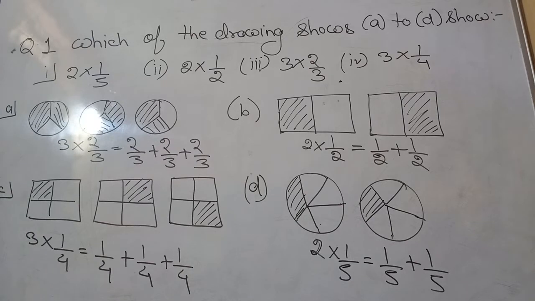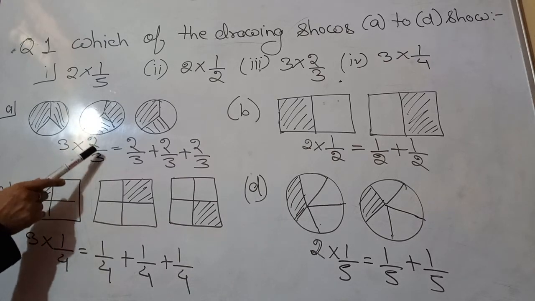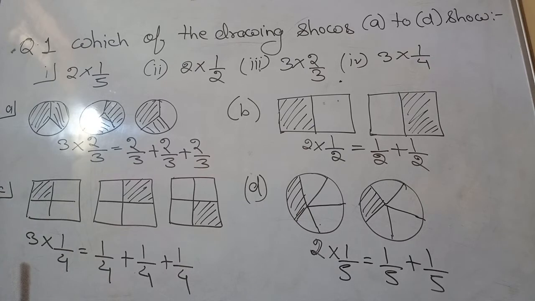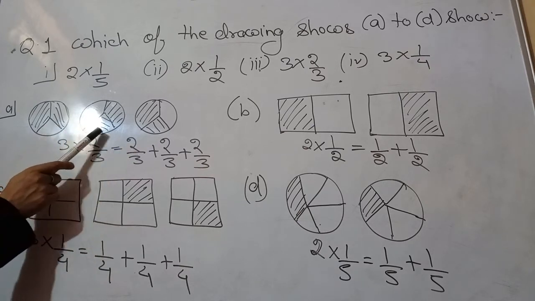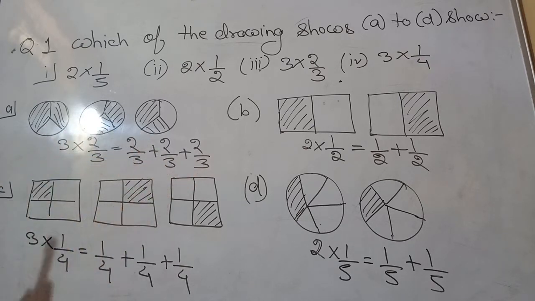So which fraction is related to the first drawing? The third fraction is related to the first drawing. Or we can understand it like this also: 3 times we have to add 2 by 3. How many times? 3 times. So 2 by 3 plus 2 by 3 plus 2 by 3. Okay, you have to do the same with B, C and D.